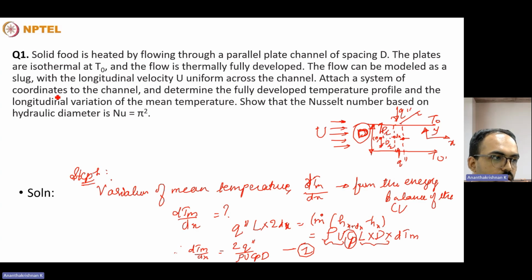Now, if you are to determine the longitudinal variation of the mean temperature, you have actually got an equation that relates this variation with respect to q double dash. But you do not know the value of the heat flux, so that is an unknown. U is known, Cp and rho are known. So we have to somehow determine the heat flux.